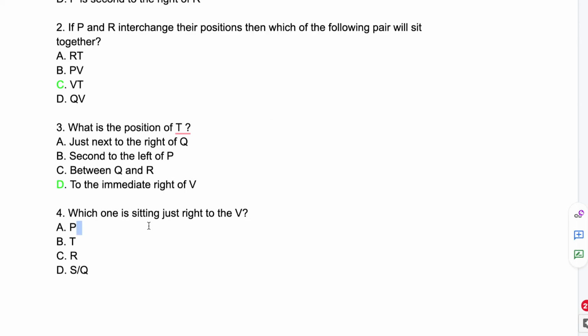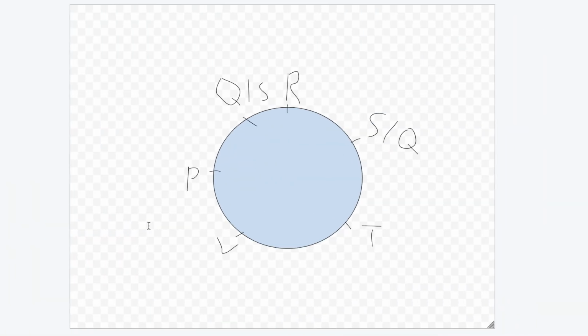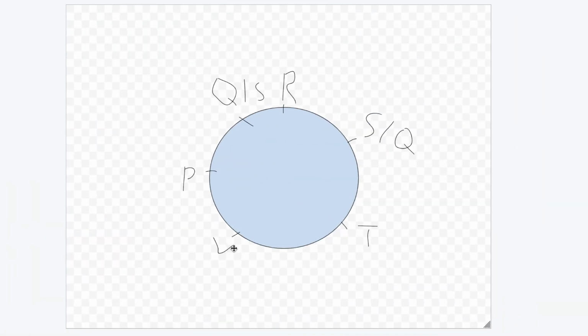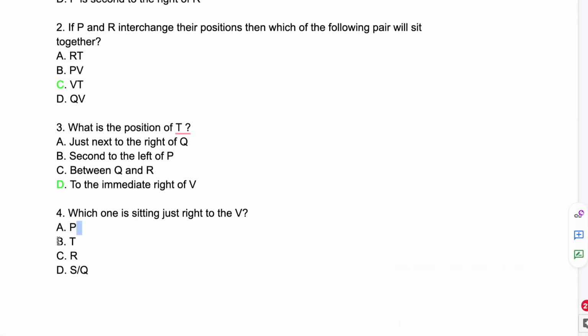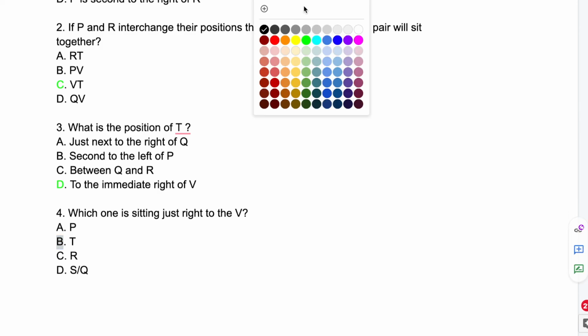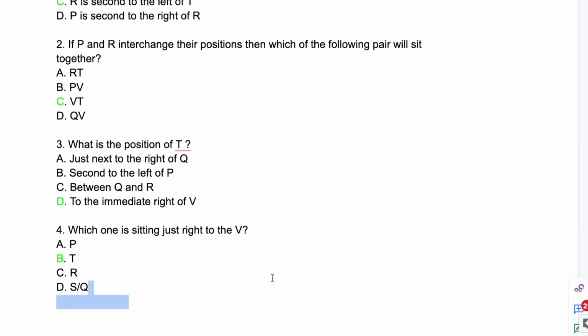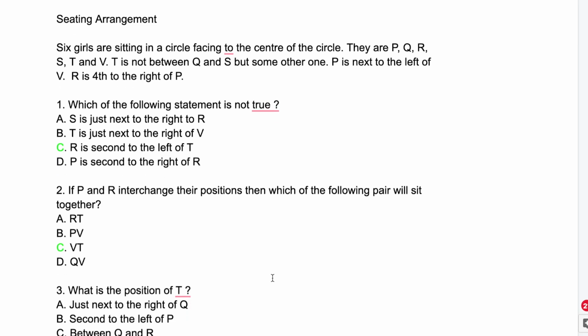For question 4, which one is sitting just right to the V? If we look here, just right to the V is T. So immediately we can just see that the answer is going to be B. Okay, so back to the first question of seating arrangement.